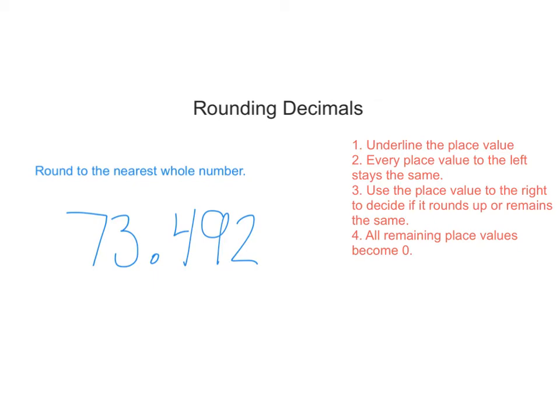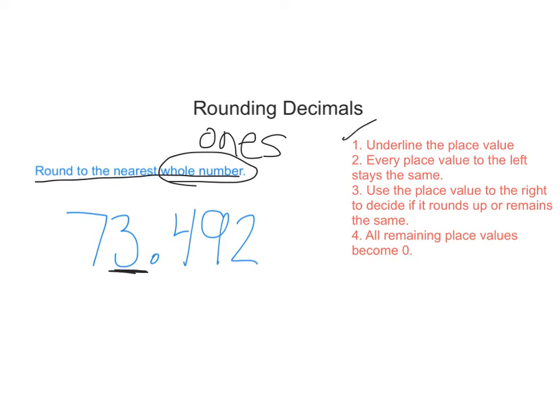Looking at the number 73 and 492 thousandths, we are going to round it to the nearest whole number. When you see the language whole number, that's the same as saying to the ones place to make it a whole number with no decimal. So our first step is to underline the place value we are rounding to, and in this case that would be the ones, so I'm underlining the 3.